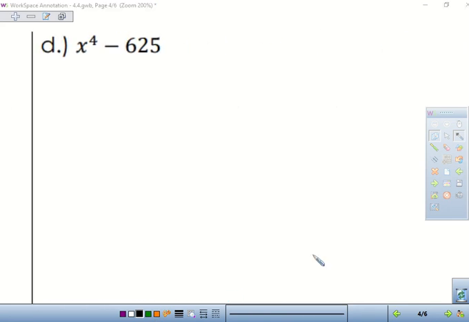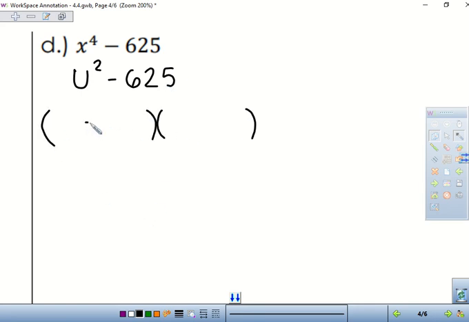So D, step 1: is there a GCF? No. Next step is you're going to replace x to the fourth with u squared. Then it's a difference of perfect squares, because they're both perfect squares. So you're going to write two binomials, one with a plus, one with a minus. Every single time, it's the same procedure.